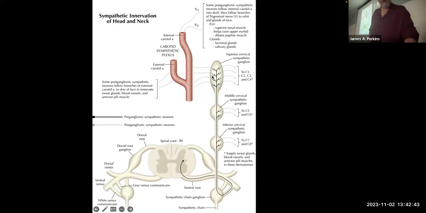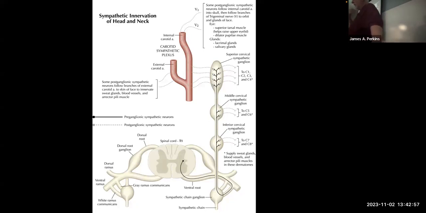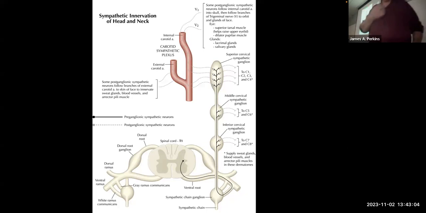Okay, so these postganglionic neurons, or some of these postganglionic neurons from that superior ganglion, are going to follow the branches of the external carotid artery spread out all over the face to supply the sweat glands, erector pili muscles, and blood vessels in the skin of the face. So they would be responsible for the ability of your face to sweat.